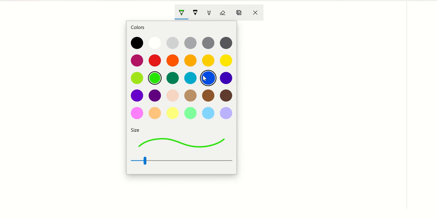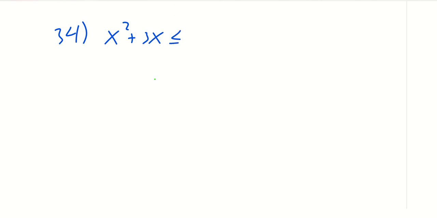Let's take a look at another one. Let's take a look at 34. So in question 34, it's a similar type. It's another quadratic inequality. We have x squared plus 3x less than or equal to 0. Notice that thankfully the first step is already done for us. We have one side equal to 0.